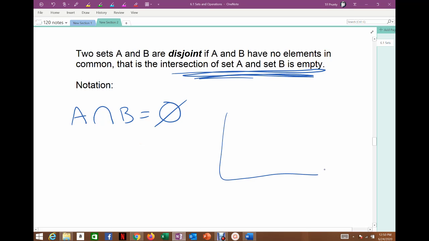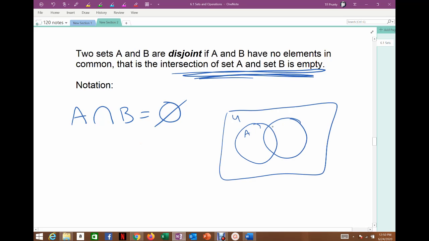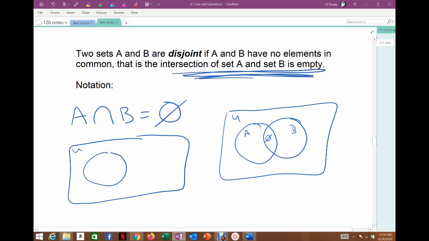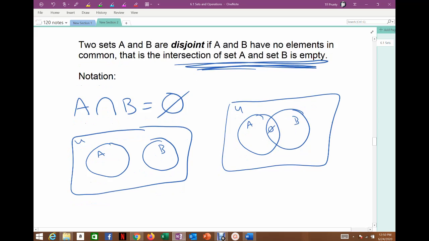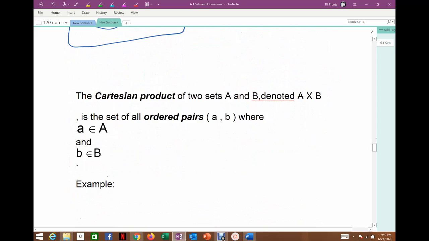There's nothing shared by set A and set B. If we were drawing a Venn diagram, there are two ways to do that. You can either draw them overlapping, but with nothing in the overlap, or, since there are no shared elements, you can draw the two sets completely separate. Either one is fine, and either way it means disjoint. And we like disjoint sets.